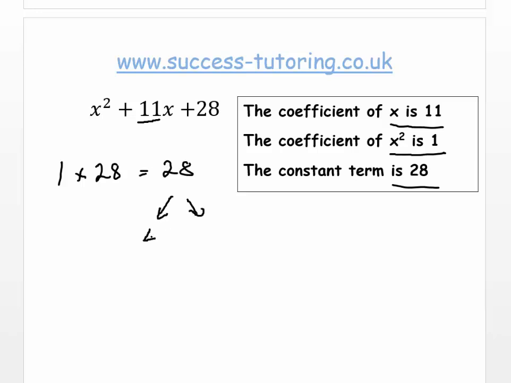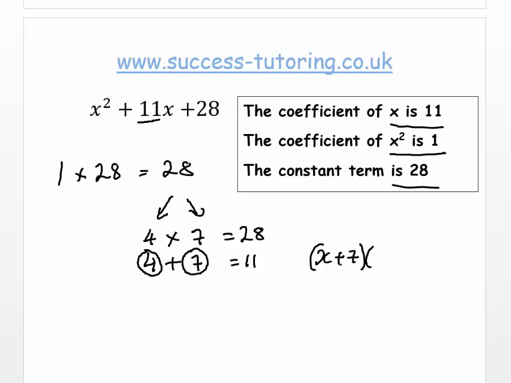Okay, so let's try 4 times 7. 4 times 7, 7, 14, 21, 28. There you go. But what happens if I add these? Will it give me the coefficient of x? 7 add 4 is 11. So we already have our numbers that we're going to place inside of the brackets. So x plus 7, it doesn't matter which order you write them in as long as you get the signs correct, and x plus 4.